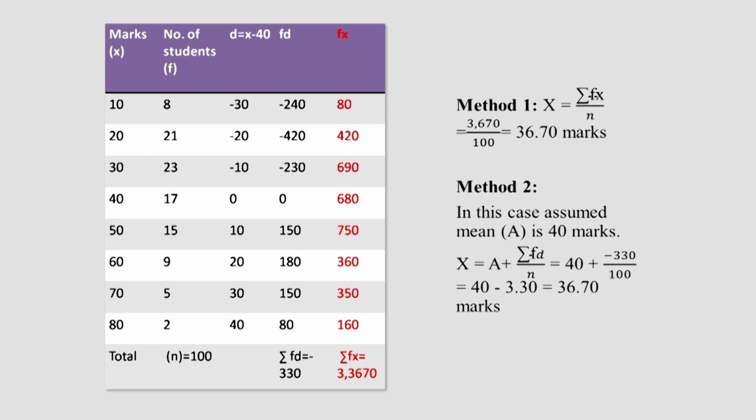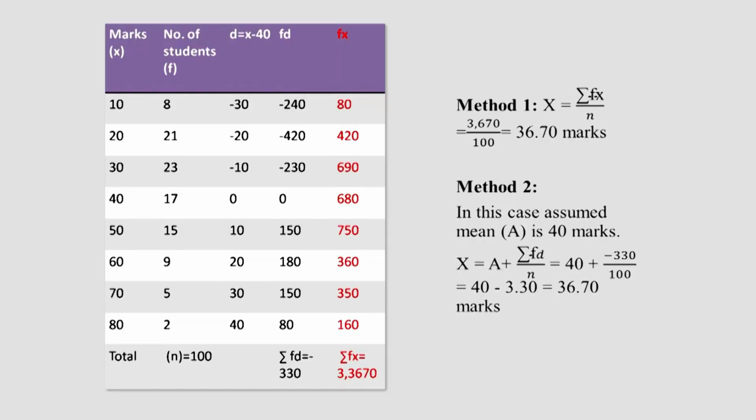All the minuses will be grouped and added together, all the pluses will be added together, and the difference of the two would be summation FD. In this case, the summation FD is coming as 330. In the earlier case, it was coming as 3670. In this case, the steps have increased, but the calculation is shorter, and you get the value of 330.